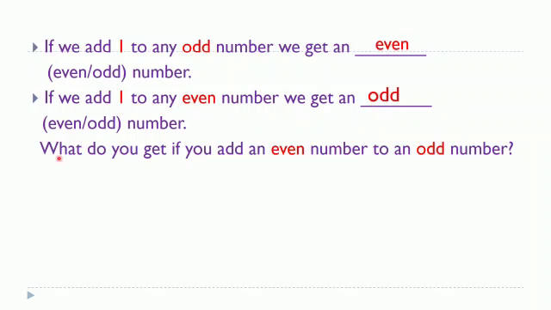Now the next question they have asked: what do you get if you add an even number to an odd number? Means we are adding one even number and one odd number. So let us take an example. Suppose I am adding even and odd. So 2 plus 3, I get 5. So 5 is an odd number. So when I add one even and one odd number, we get an odd number. So even plus odd is an odd number. So the answer is odd number.